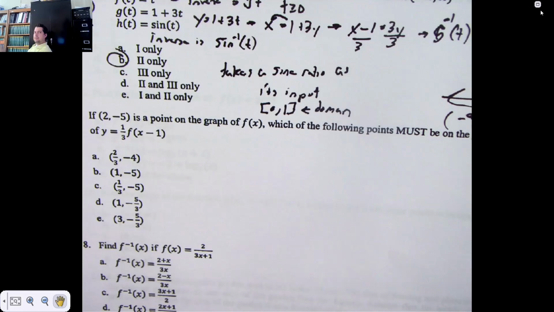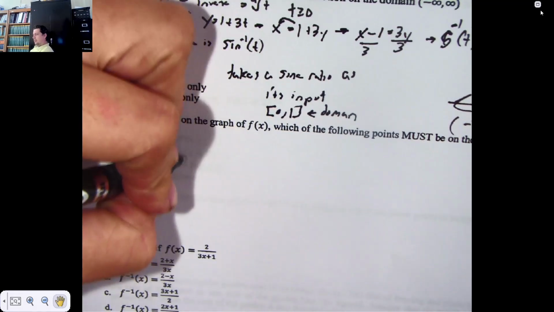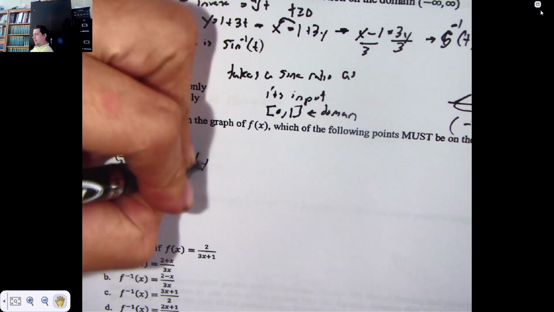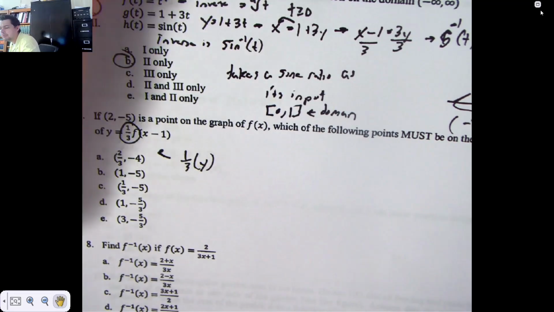All right, if 2, negative 5 is a point on the graph of f of x, which of the following points must be on the graph of y equals 1/3 f of x minus 1? We did one of these in class today. It's Thursday when I'm doing this recording. I'm going to handle this first, which is 1/3 of f of x. Do that first. Remember PEMDAS. We multiply before we add and subtract.